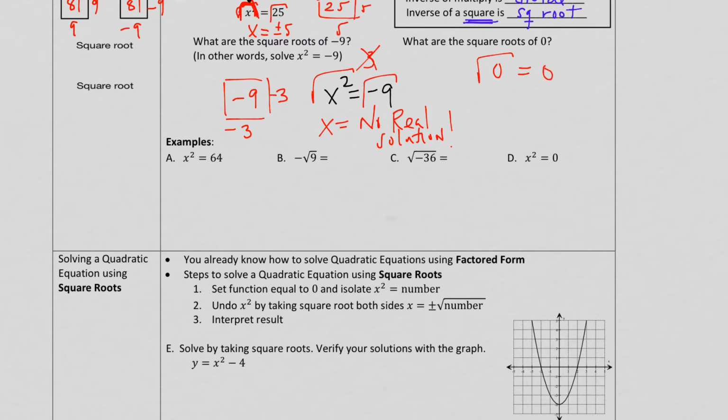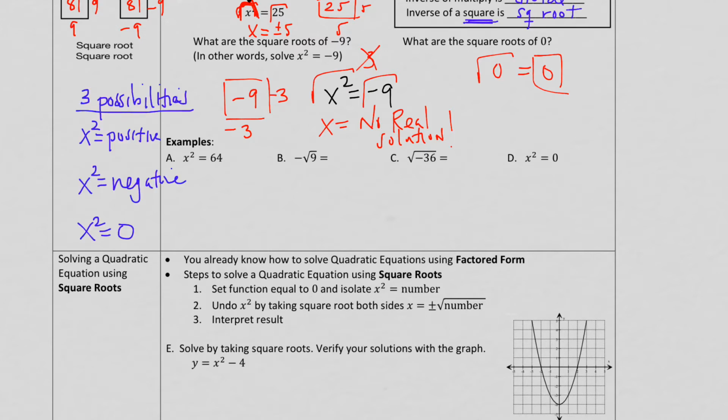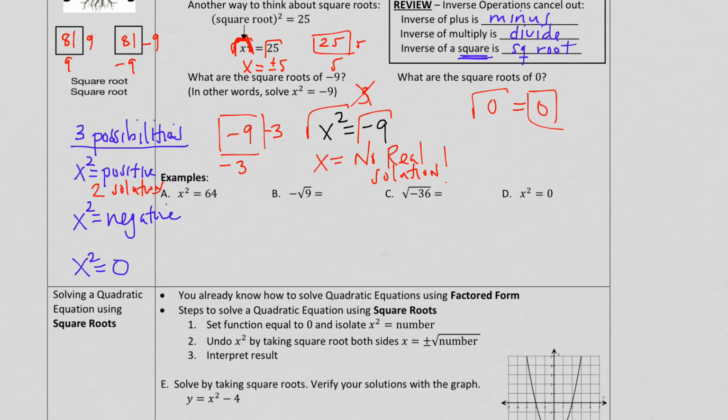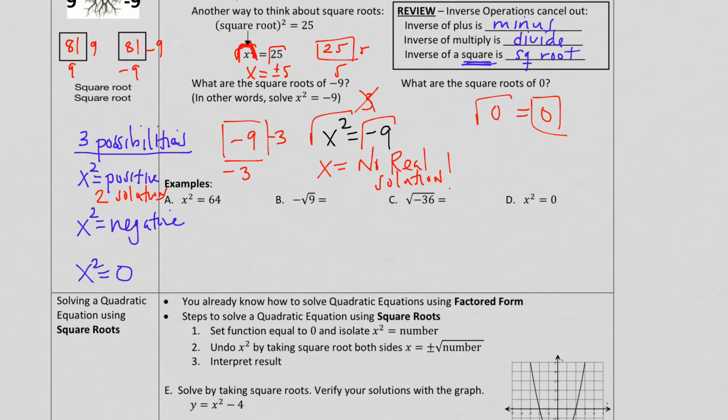Because there is no plus or minus 0, so I only have one answer in this case. So to summarize, we have three possibilities here. Whenever x squared equals something positive, you're going to end up having two solutions, basically the plus and the minus case. For example, if I scroll up a little bit, here x squared equals a positive 25. I end up having x equals plus and minus 5.